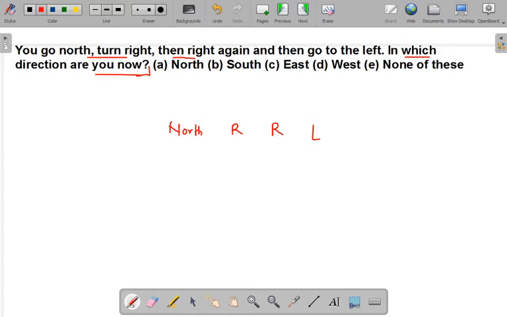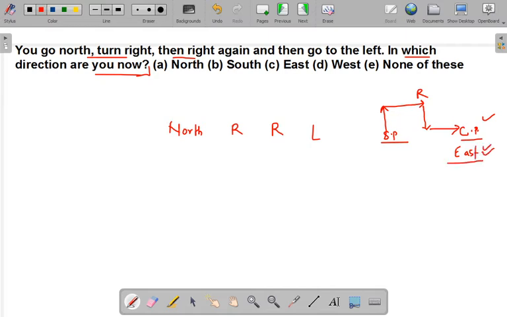So again, this is a simple question. Facing north, went right again, and then took a left. So if this is the starting point, this is your current point. So I'll say as compared to your starting point, you are on the east.